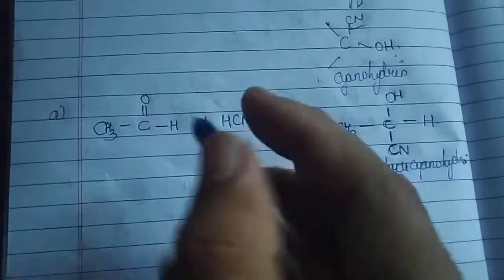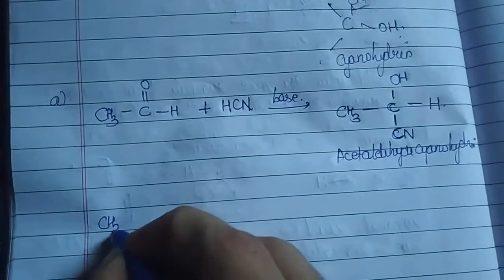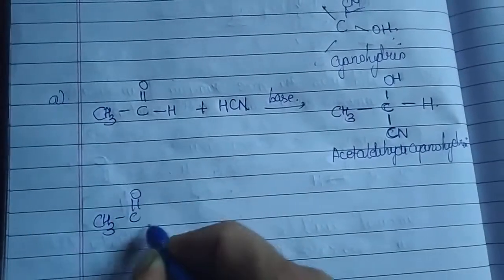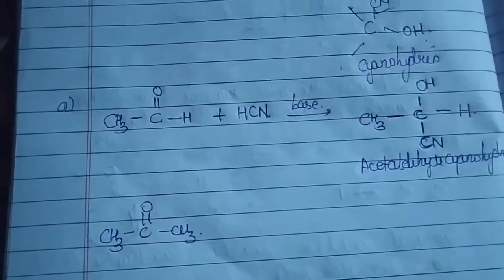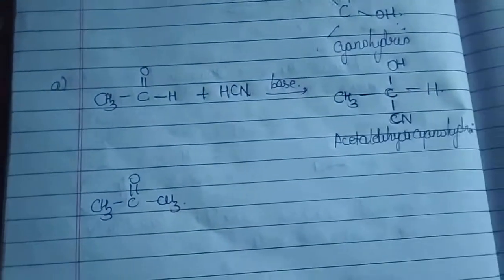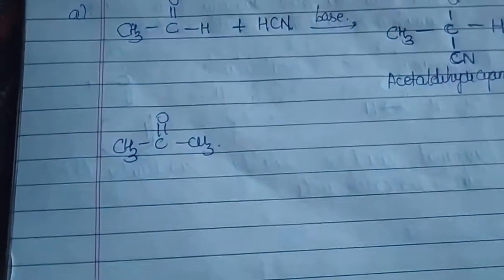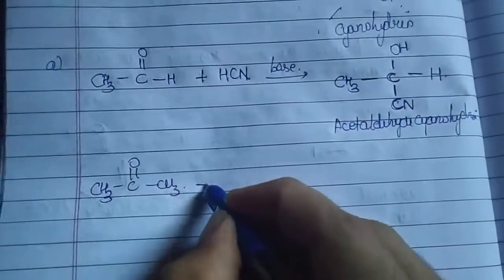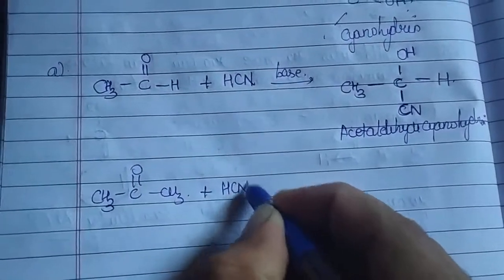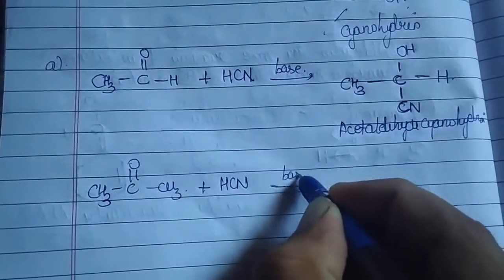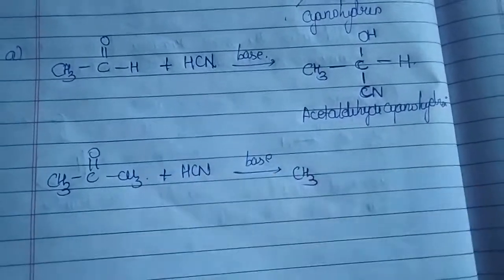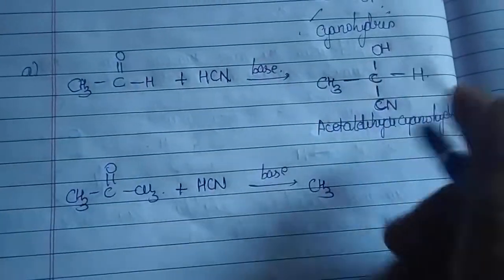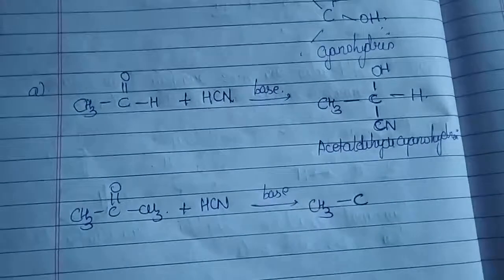Let me take acetone, a ketone. CH3, C double bond O and a CH3. This is a general or common name. Common name is acetone, whereas the IUPAC name is propanone. So when it is treated with HCN in the presence of base, how can you write it? Can you please help me out? Yes, sir. This CH3 is there. C is there. Now what should happen?